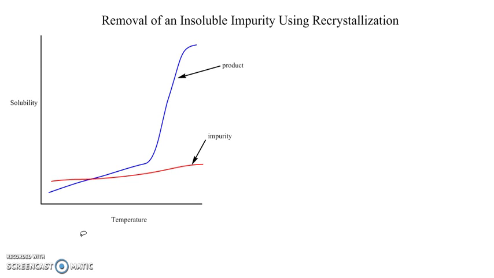And the first one I want to look at is removing the impurity or the contaminant when it's an insoluble impurity. In this particular case, we have a solubility profile that looks like this. And what I've graphed here is the solubility versus temperature of a product and an impurity. And what you can see is the product has very low solubility at low temperature, but as we heat it up, the solubility increases substantially. Whereas for the impurity, the solubility stays the same and fairly low no matter how high we put the temperature.